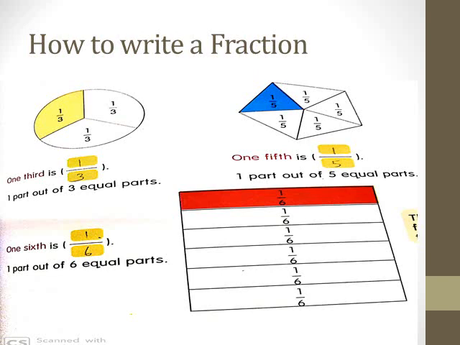Now look at the box. This rectangle is divided into 6 equal parts and every part is 1/6. If you look at the total number of equal parts, that is 6. That's why you will write 6 in the denominator. And because the shaded one is 1, that's why you will write 1 here. So you will say 1 part out of 6 equal parts.